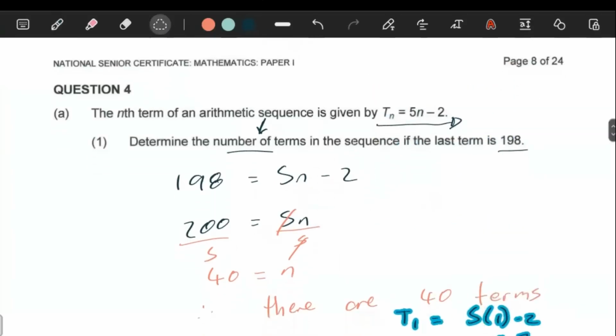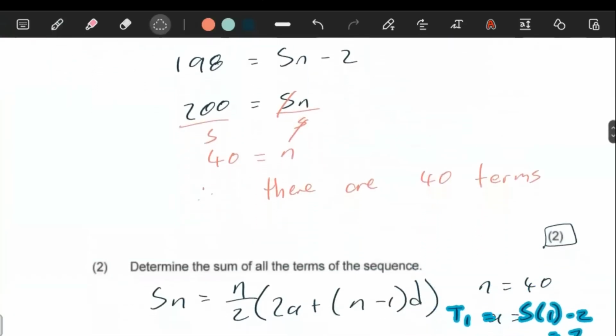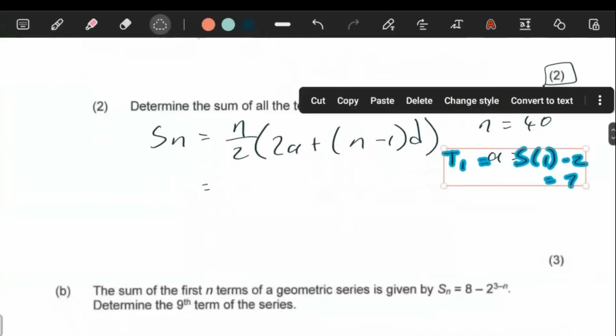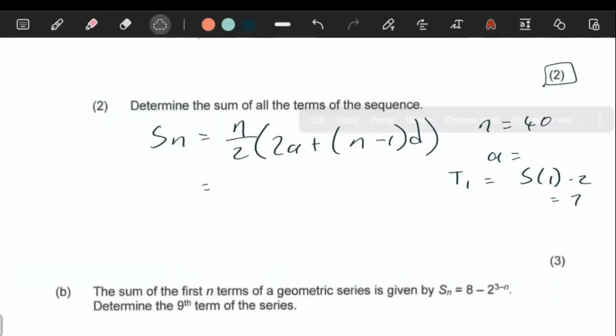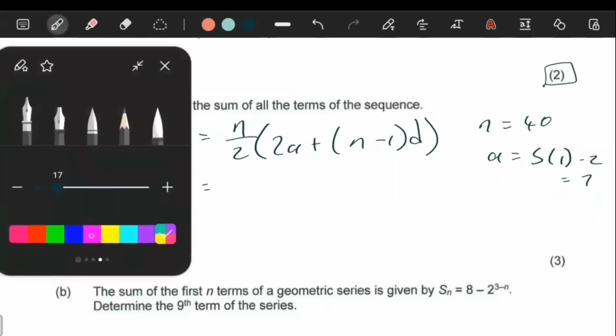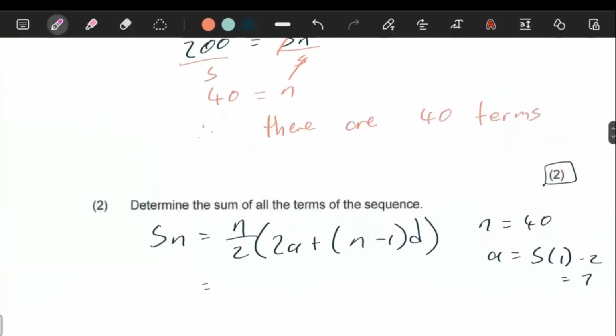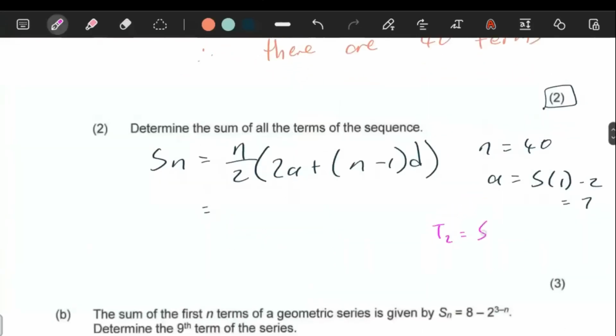Let's make sure we put that down here because it's needed. This is what A is: what you get if you put 1 where n is. The common difference we have to get from the first term and the second term. So T2 is going to be 5 times 2 minus 2. This is 10 minus 2, which is 8. Therefore, our value of D is going to be 8 minus 7, which is just a 1.